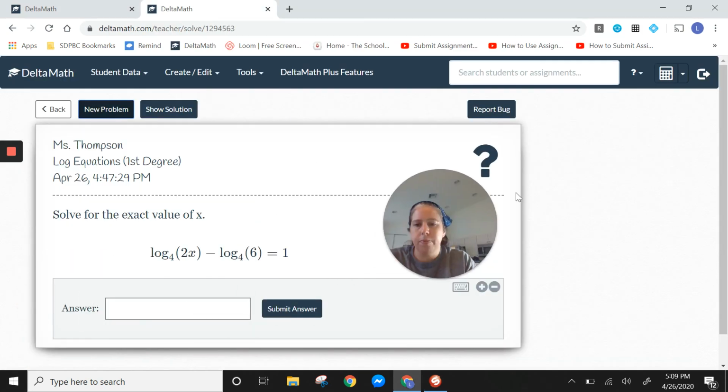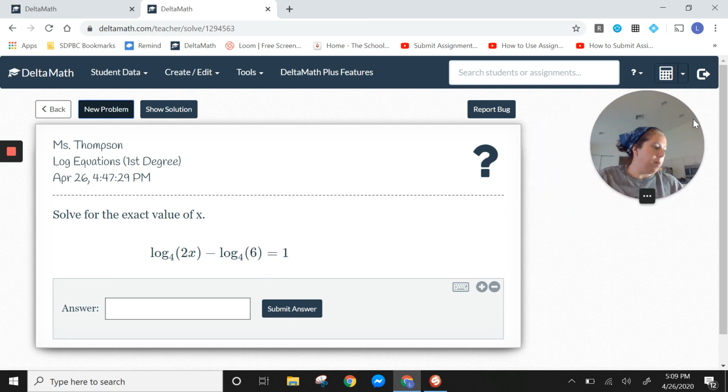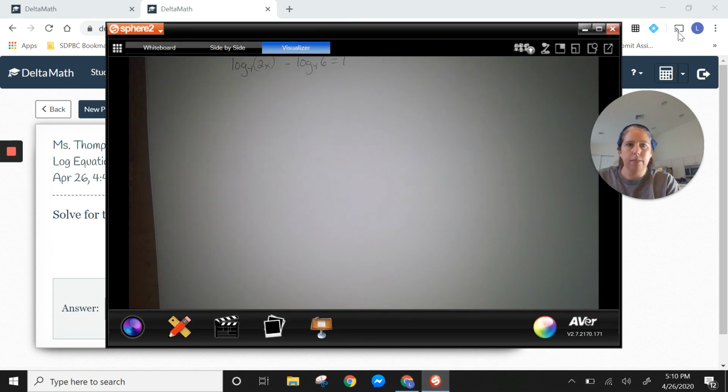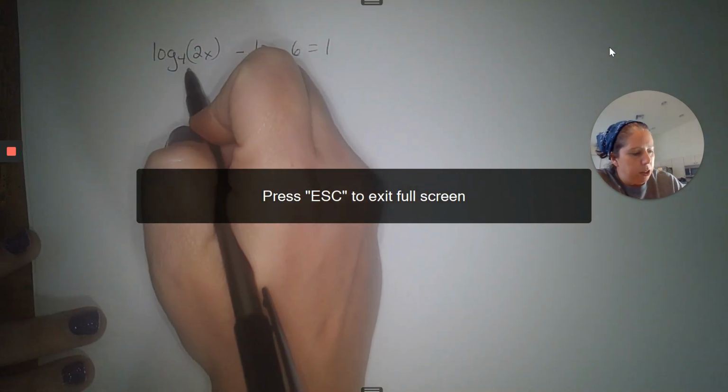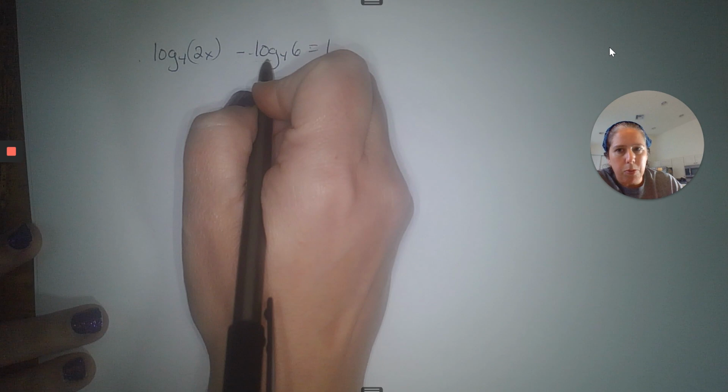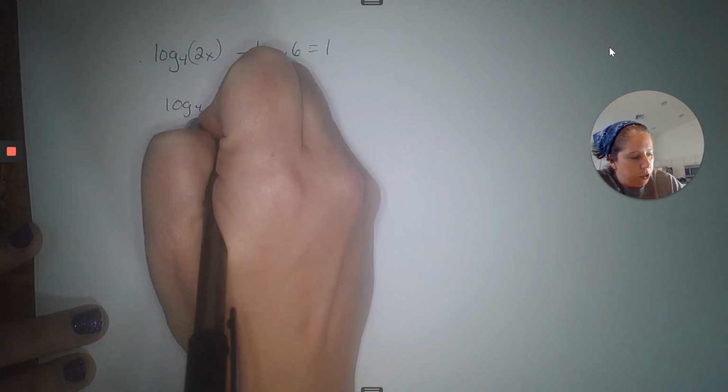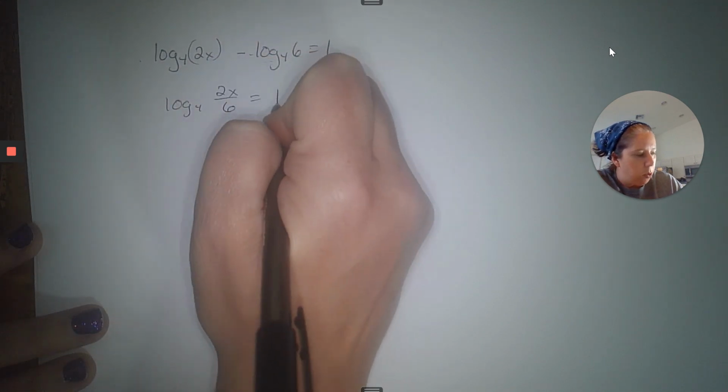Okay. So here's the problem. It says log base 4 of 2x minus log base 4 of 6 equals 1. Right? Okay, so same thing we just did. There's no front number, so I don't need to move them up, so I'm just going to combine them. So log base 4 of 2x over 6 equals 1.